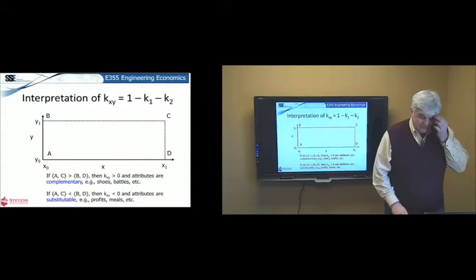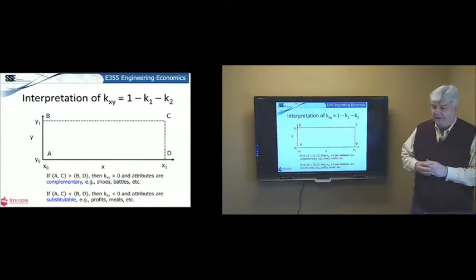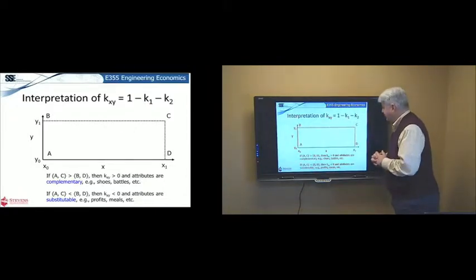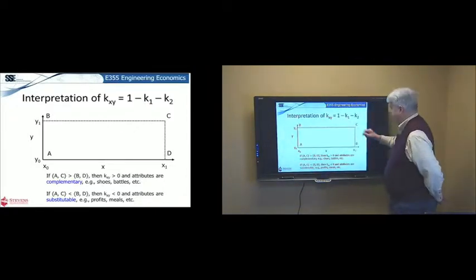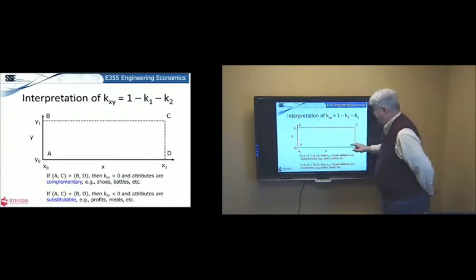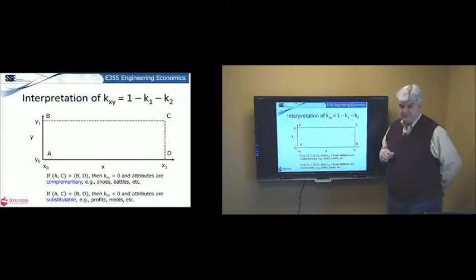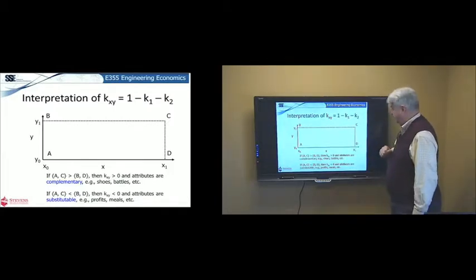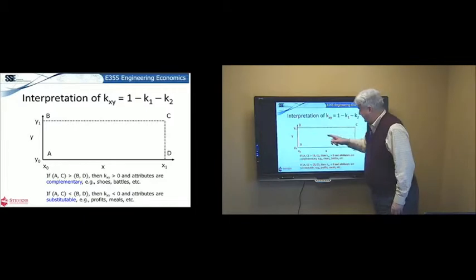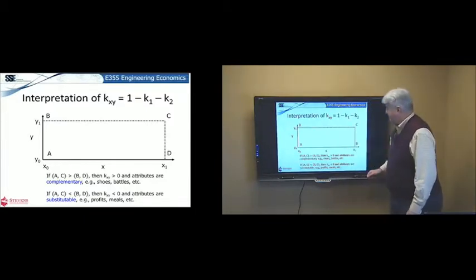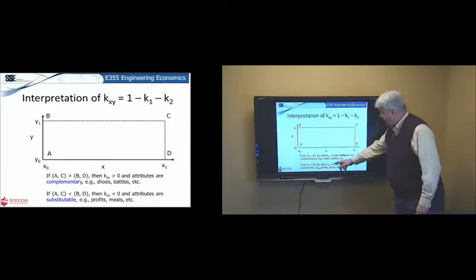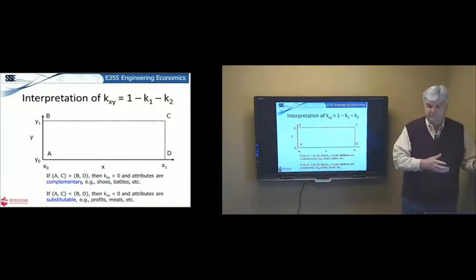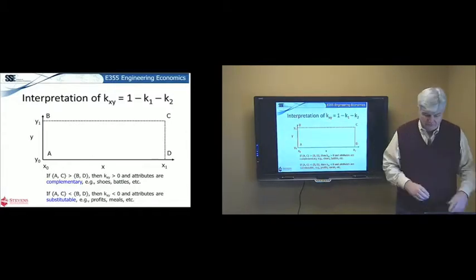So what's our interpretation of this cross term, kxy, or 1 minus k1, k2? Basically, if you prefer this combination to this combination, it means the attributes are complementary. You would like to have them together. Okay? So k is greater than 0. If you prefer this lottery to this one, it means that they're substitutable. K will be negative, and it means you'd be willing to give up one attribute to get a little more of the other one, or vice versa. Okay, so substitutable or complementary.